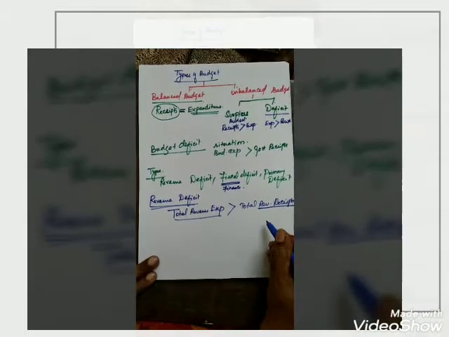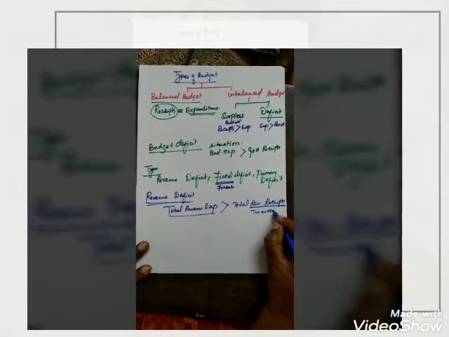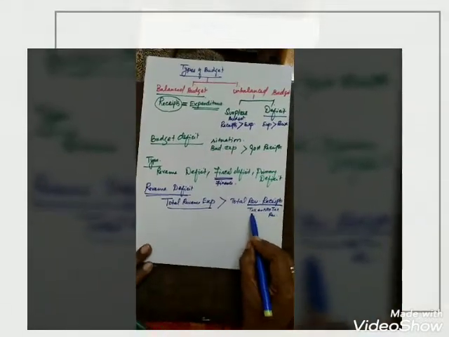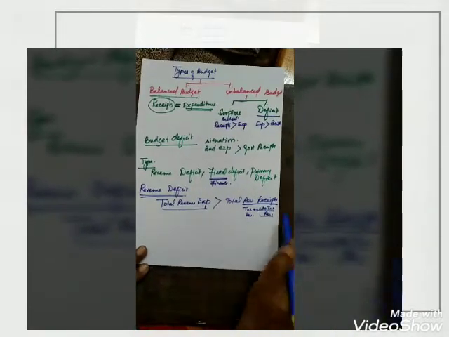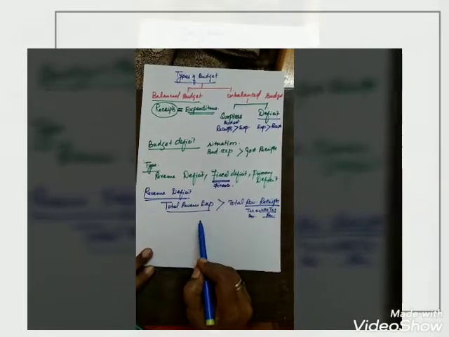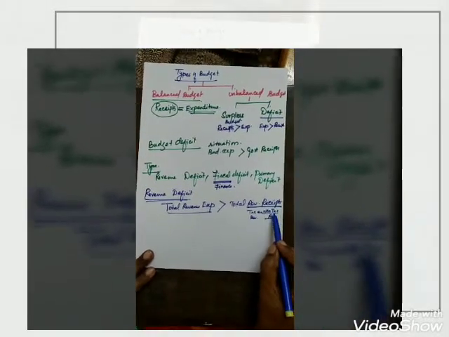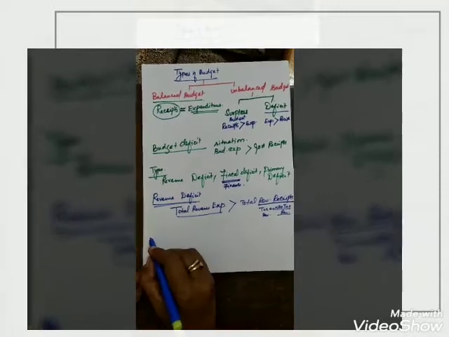In the revenue receipts, what have we seen? Taxes as well as non-tax revenue. We have already studied this: tax revenue as well as non-tax revenue. So the total revenue expenditure, planned and unplanned, is greater than the tax as well as the non-tax revenue of the government. Okay.